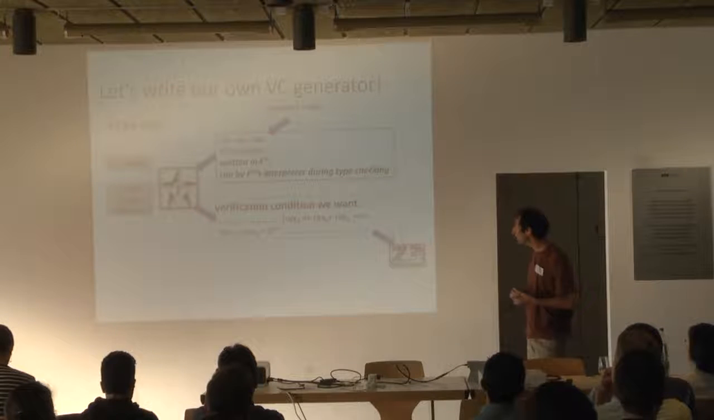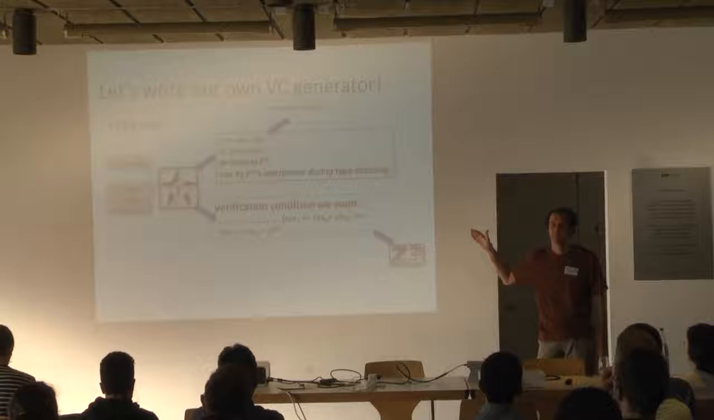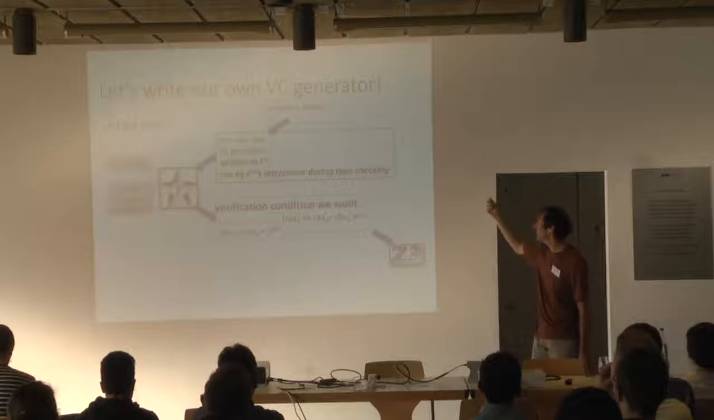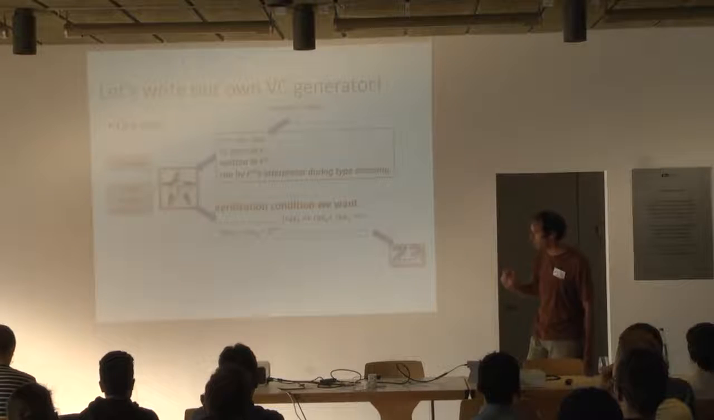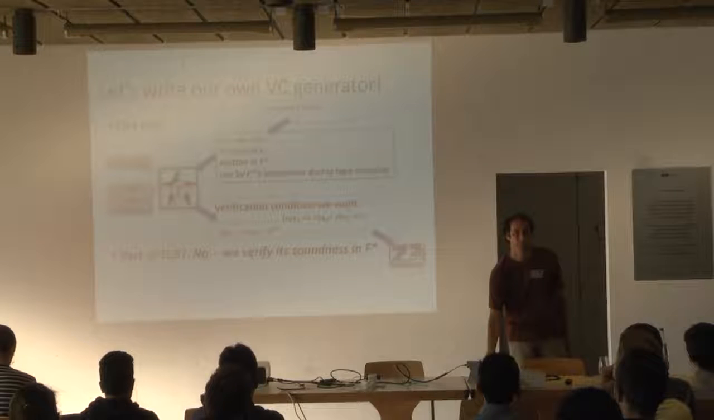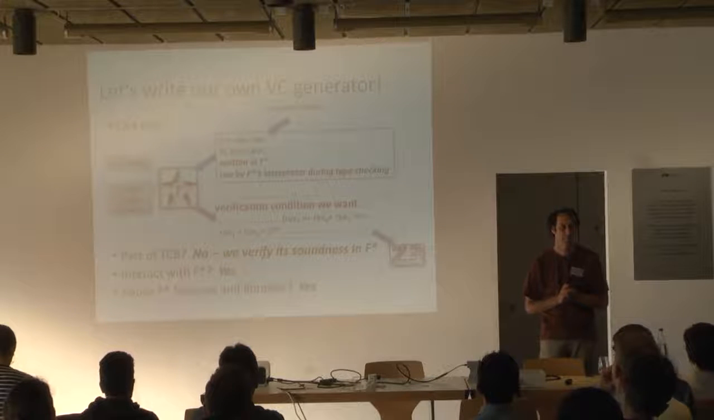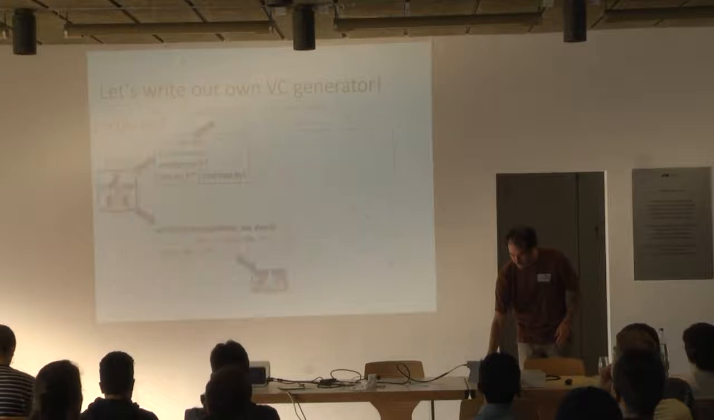Instead of running this ourselves off to the side of F star, we're going to write the verification condition generator as F star code. Let F star run it using its built-in interpreter and its type system. In addition, we're going to verify that the VC generator is sound using F star's automation, and that will mean that we don't have to include it in our trusted computing base. And since this is all F-star code, we still have interaction with F-star and access to F-star's libraries. So I'll show you how this works in a little more detail here.